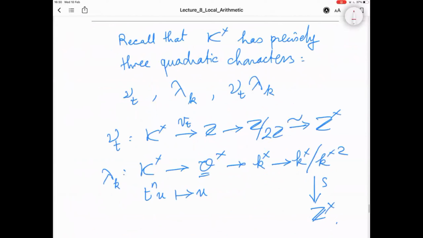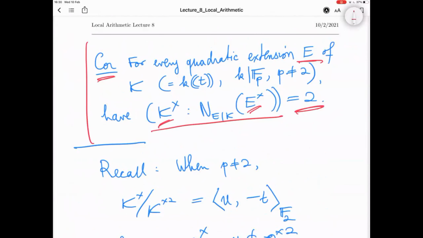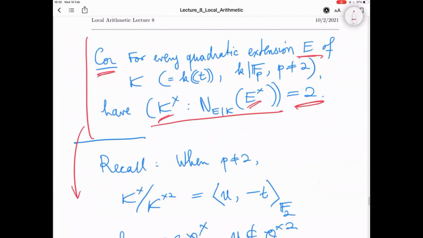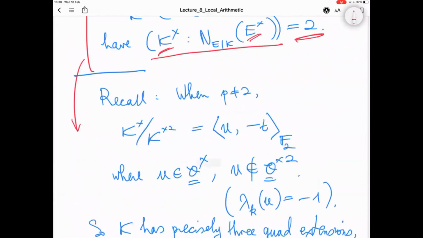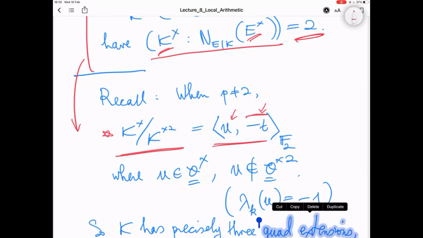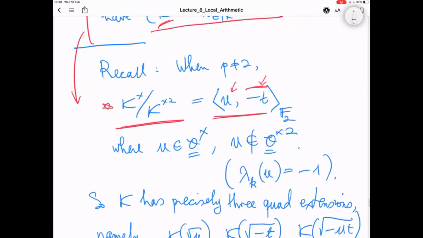Okay, so we were looking at this corollary. Maybe it doesn't follow from what we have done, but it will follow later after we have proved the next theorem. Okay, so let's recall what we have done. We have determined the structure of K star modulo squares. It has a basis consisting of two elements, U and you can take T or minus T, makes no difference. Any uniformizer would do, right? So minus T is also a uniformizer. So it's more convenient to take minus T for what I'm going to do next. So U is a unit, which is not a square.